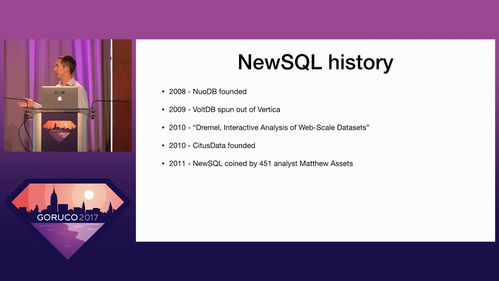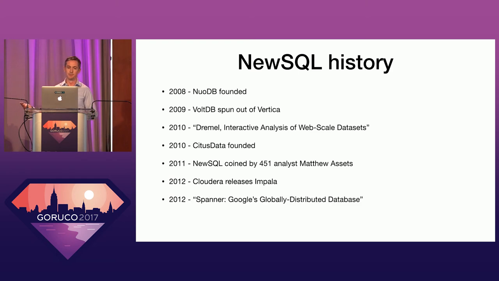2011, again, we see this pattern. Somebody finally gives it a name. NewSQL, the term is coined by an analyst. I don't know what analysts do other than coin phrases like that, so good for him. 2012, Cloudera released Impala, which is the Hadoop flavor of a NewSQL database that's super fast and super scalable.